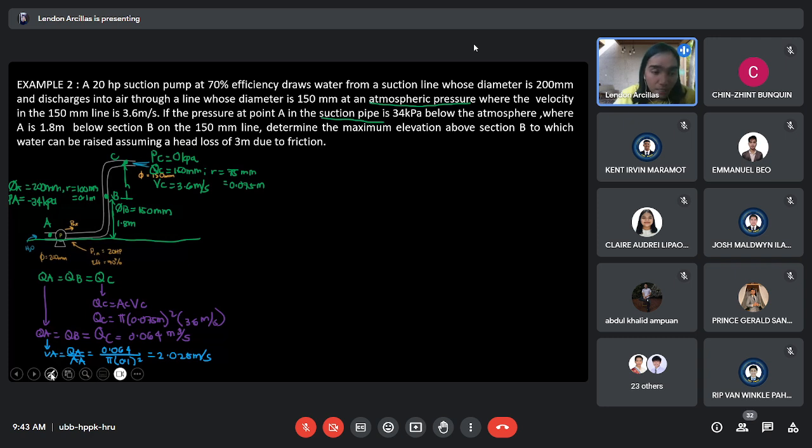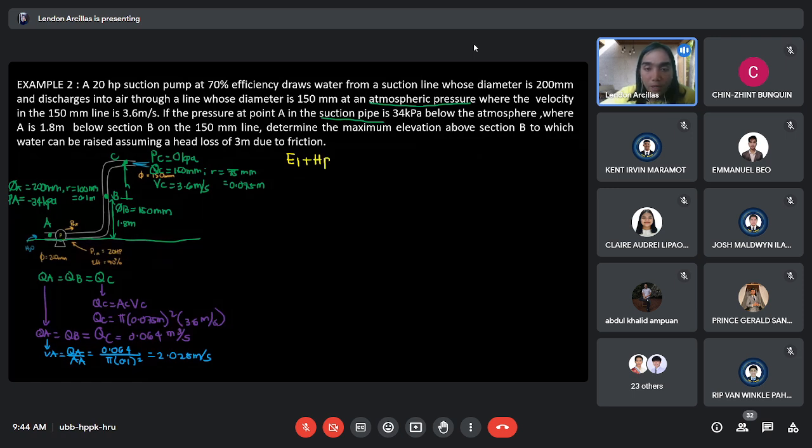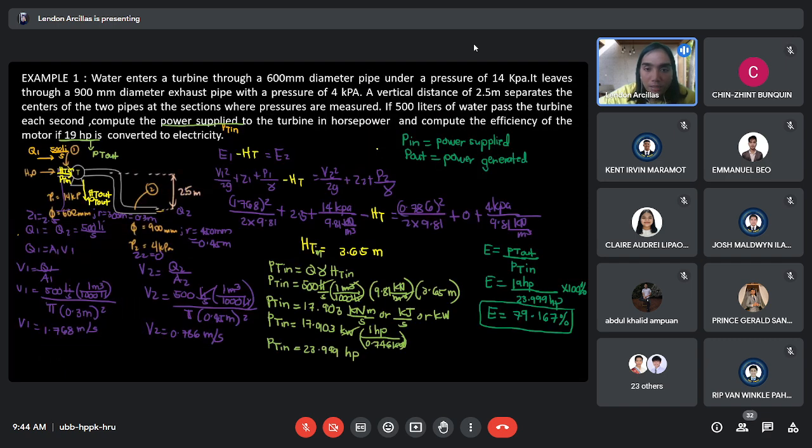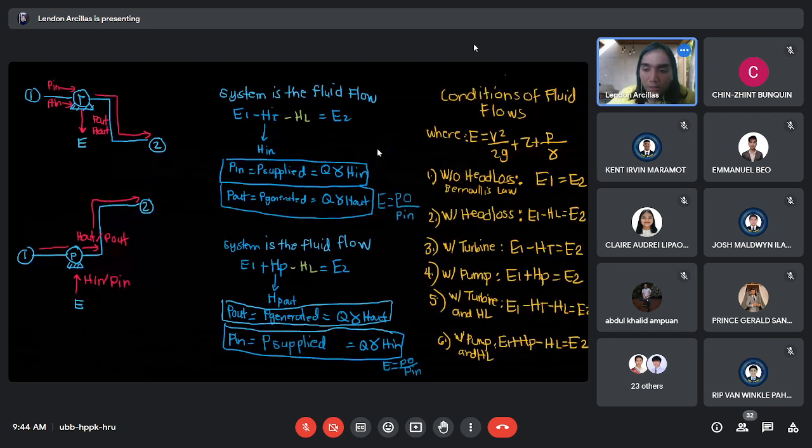So, let's try to... What formula kaya yung babagay dito sa problem na to? So, E1, we add the pump. Positive yung pump. Again, we assume that this has a head loss due to friction. So, meron tayong minus HL equal to E2. Again, parang ano to siya? Case number 6. Ito. With pump and HL.